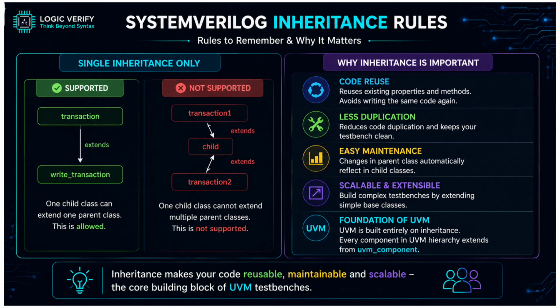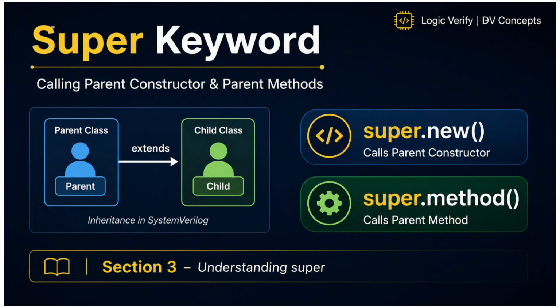Why is inheritance important? It reduces code duplication, makes the testbench scalable, and is a core concept of UVM. It enables polymorphism. Now the next topic is the super keyword in SystemVerilog: how it calls the parent constructor, how it calls the parent method, and why this is a favorite interview question.